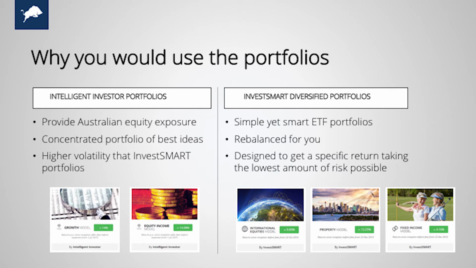Now, on the next slide here, we've got why you would use the portfolios. When it comes to the Intelligent Investor portfolios, it is quite simple. They're Australian equity portfolios, they're highly concentrated, and you'd look to use this portfolio as your Australian equity exposure. And you'd look to use them for outperformance. That's what you're hoping to see from these particular portfolios. You want to see the Intelligent Investor portfolios do better than what you can at home. And you'll use them because you either don't have the time, you don't have the skill, or you don't have the will to be able to put in that time to achieve the same results. So that's why you'd use the Intelligent Investor portfolios.